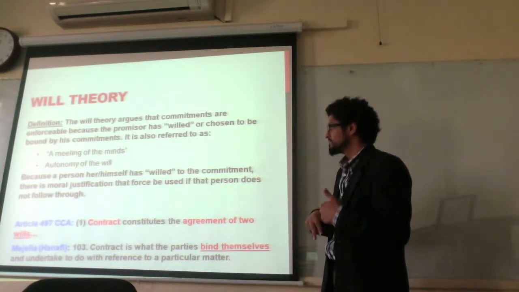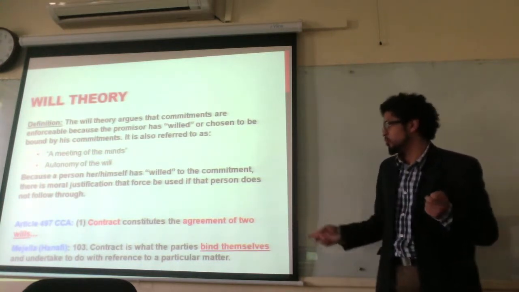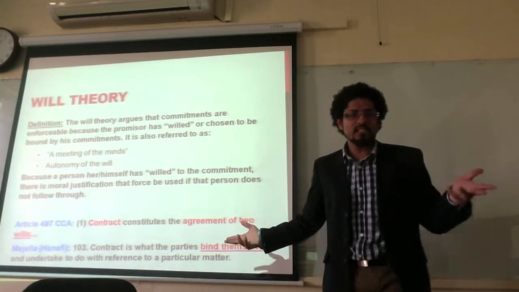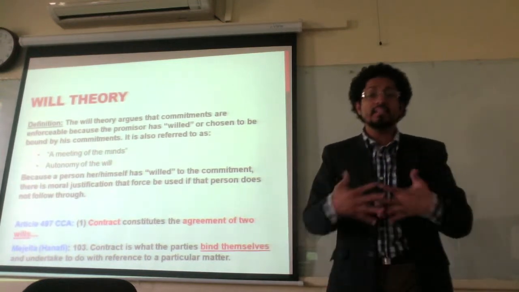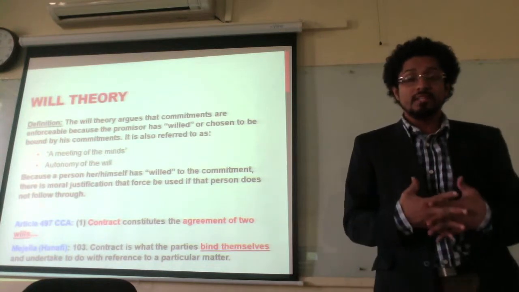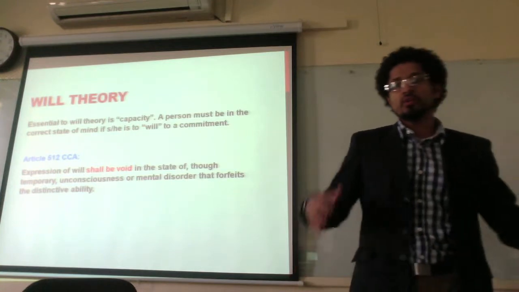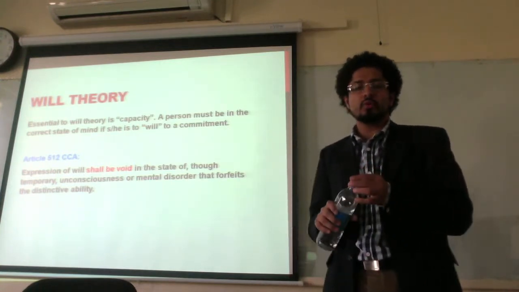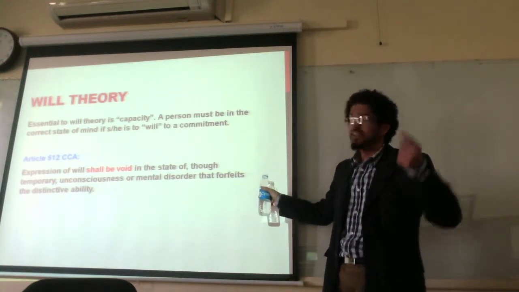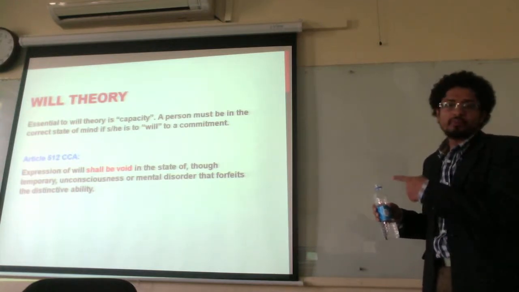And that's, I guess, the conceptual justification. And we just went over Article 497, how the contract is an agreement of two wills. And the Majallat al-Ahkam, which we mentioned last class, says the same point. Contract is something where the parties bind themselves. They agree amongst themselves that they want to be bound by the particular agreement that's being made. And so, as we slowly go on, we see that one of the criteria that a party has to have is capacity, meaning they have to have the proper state of mind. So I'll let you read Article 512, either from here or your booklet.